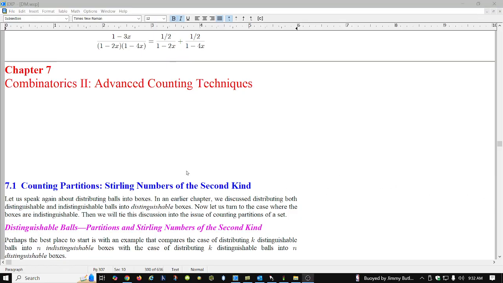So I want to begin by talking about distributing balls into boxes again. In an earlier chapter of the book, in earlier videos, we discussed distributing both distinguishable and indistinguishable balls into distinguishable boxes. And I did not cover the case of indistinguishable boxes simply because it was more complicated, so I postponed it to this chapter. So we're going to look at the indistinguishable box case now.